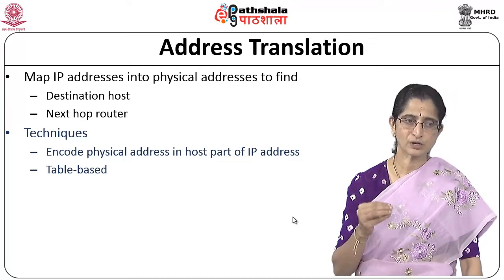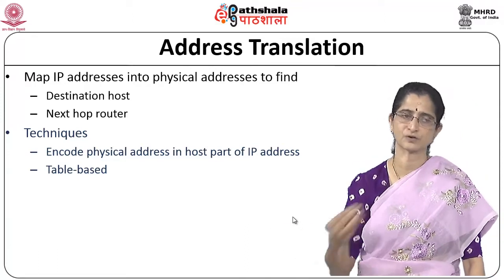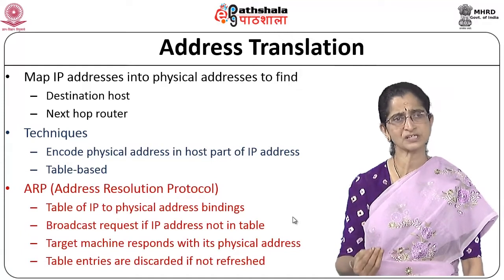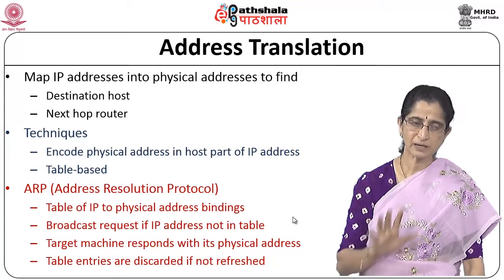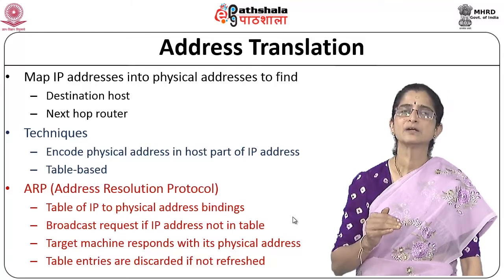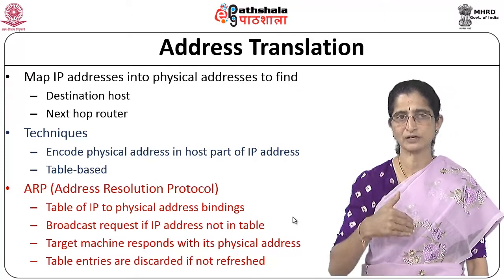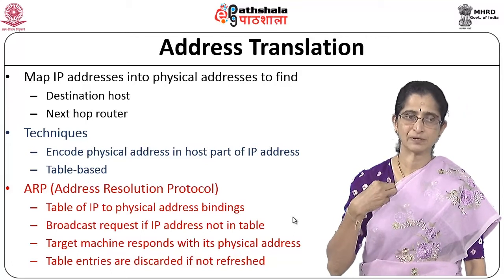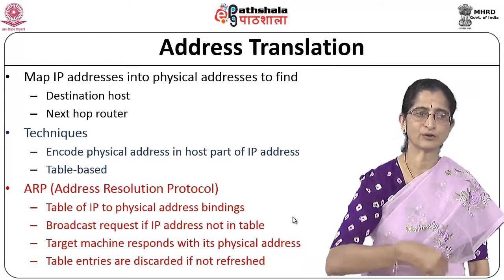So what we go in for is normally a table-based mechanism, a table lookup, which tells you that for this physical address you have to use this corresponding IP address, or for this IP address you have to use this physical address. That is the mechanism that we look at, and that is what is done in ARP, the Address Resolution Protocol. This ARP protocol basically has a table of IP to physical address bindings. When it requires a binding for an IP address which is not in the table, it will just broadcast that IP address. A target machine which has that IP address is supposed to respond with its physical address, and now you can make that entry in your table.